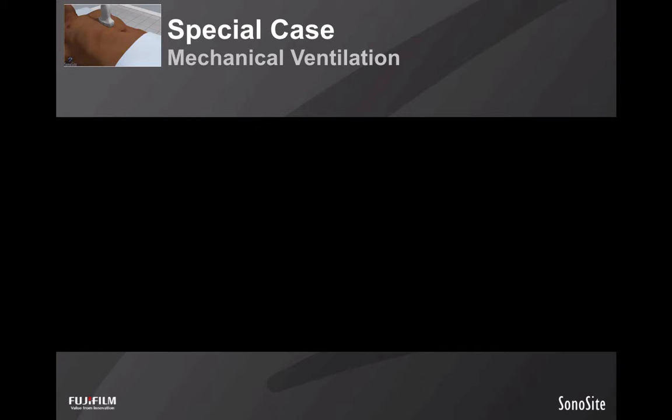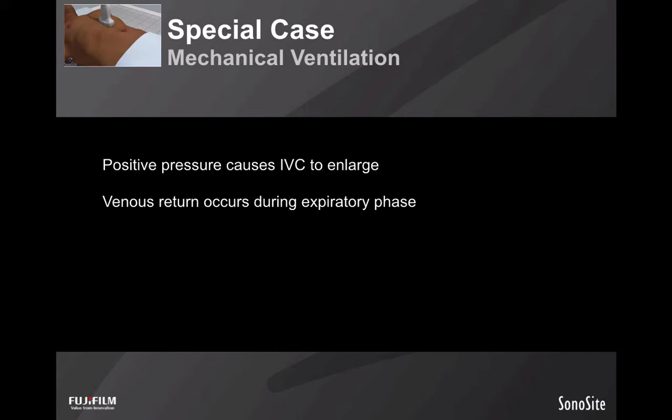Let's discuss the special case of shock in the intubated patient. Here the hemodynamics are a bit more complicated, but you can still learn valuable information about the specific shock state. Positive pressure ventilation causes the inferior vena cava and right atrium to become more compliant, and in most patients the IVC becomes enlarged. Because venous return occurs during the expiratory phase, this is when you would expect to see a change in the size of the IVC, although here the percentage change only needs to be about 20%.